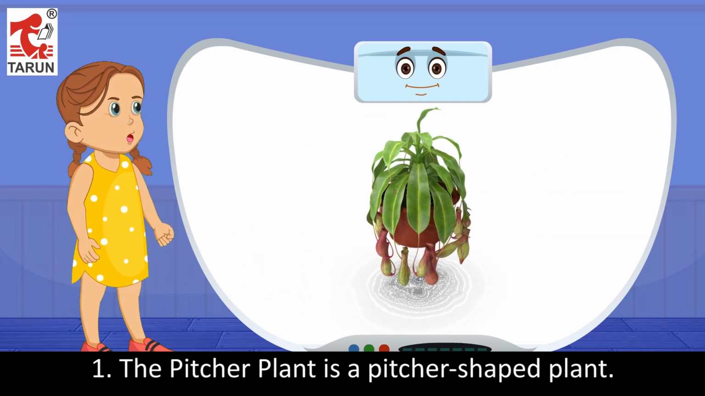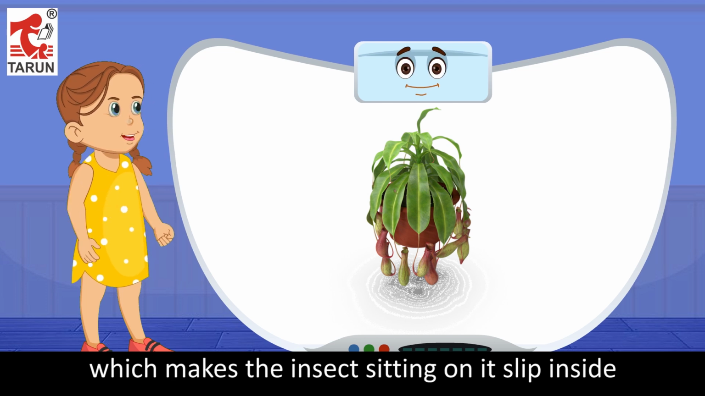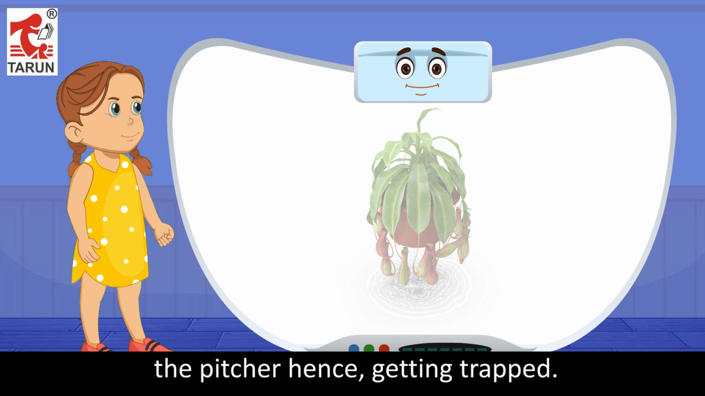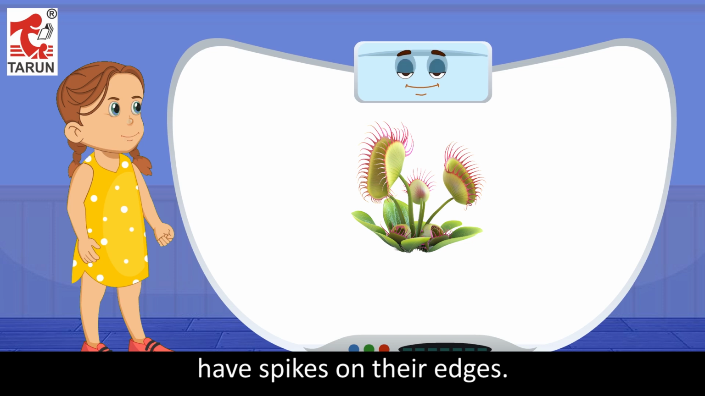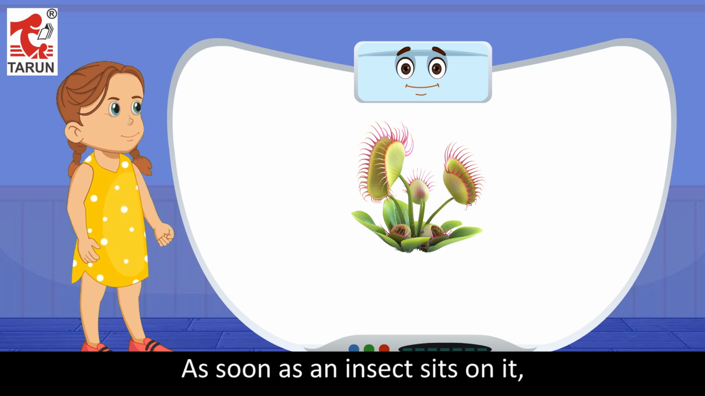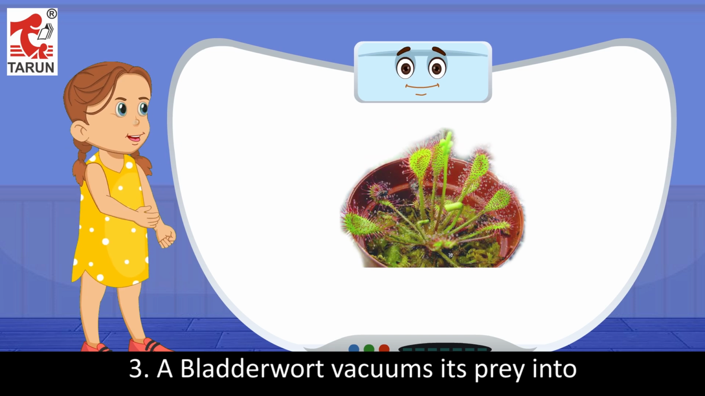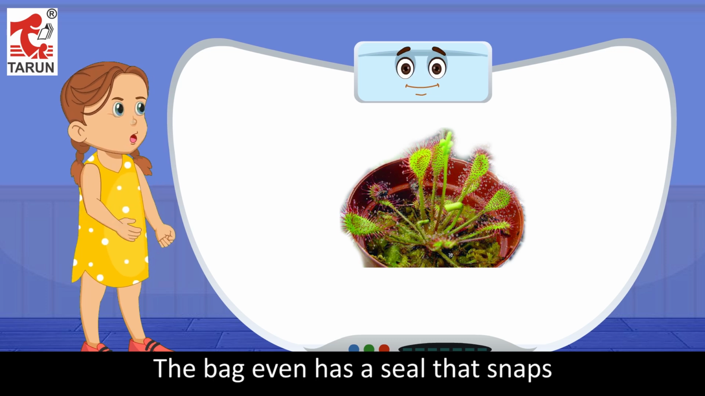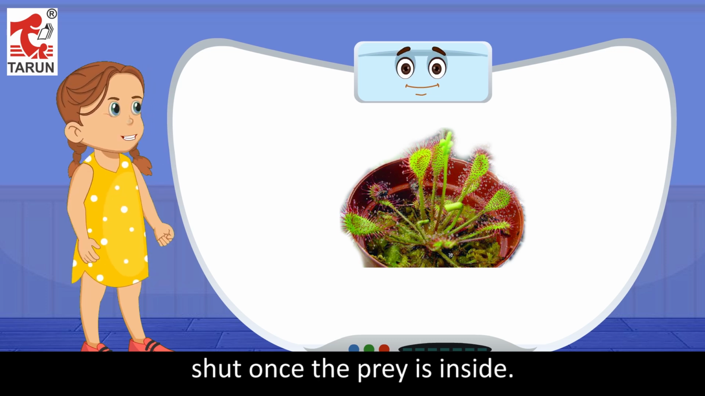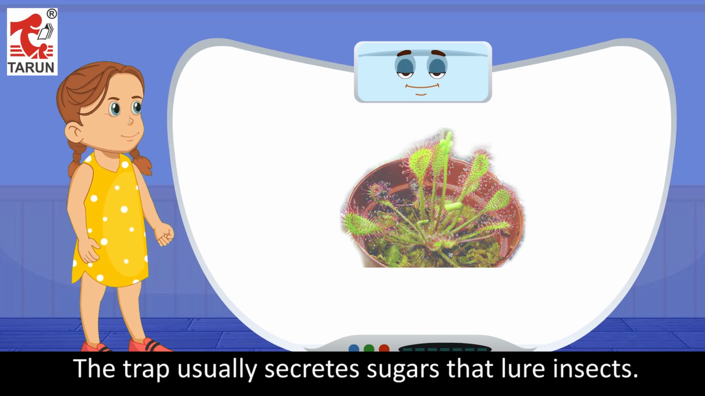1. The pitcher plant is a pitcher-shaped plant. A sticky substance is secreted from its edges which makes the insect sitting on it slip inside the pitcher, hence getting trapped. 2. The Venus flytrap has 2 lobes which have spikes on their edges. As soon as an insect sits on it, the lobes shut, thus entrapping the insect. 3. A bladderwort vacuums its prey into a special bag where it is digested. The bag even has a seal that snaps shut once the prey is inside. The trap usually secretes sugars that lure insects.